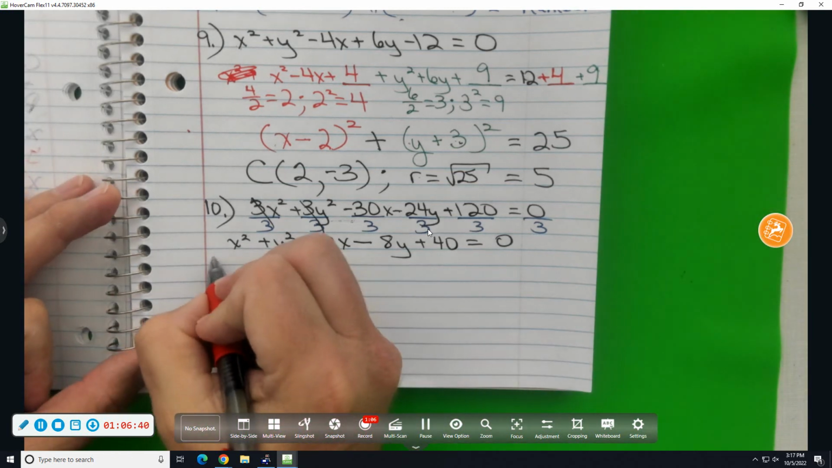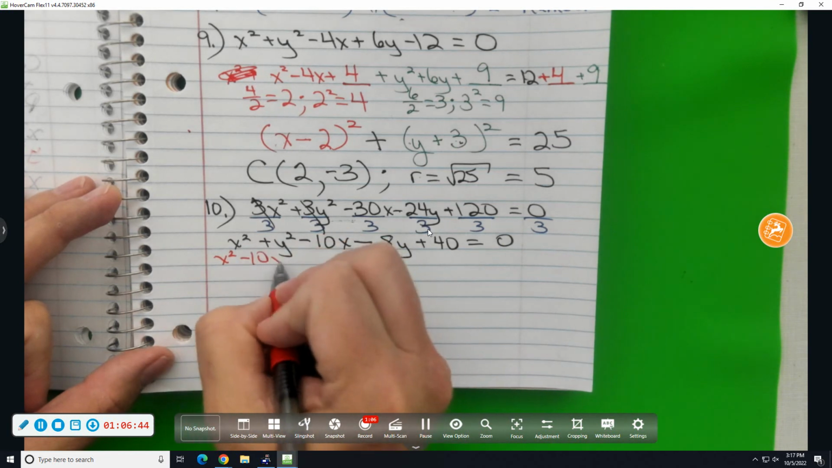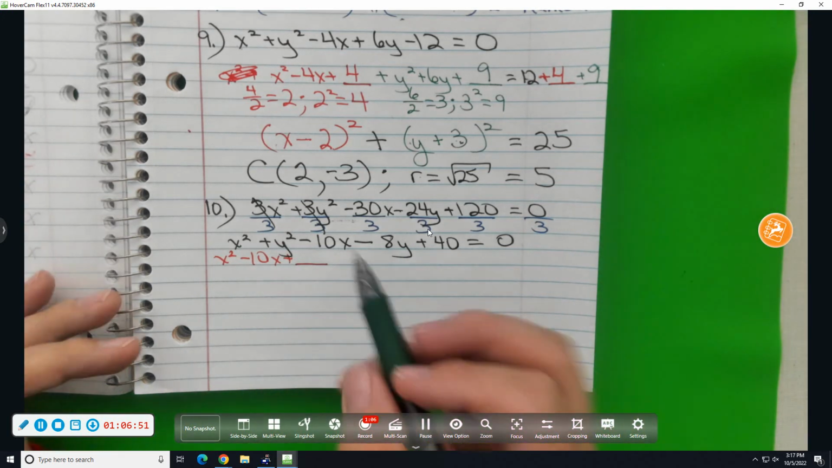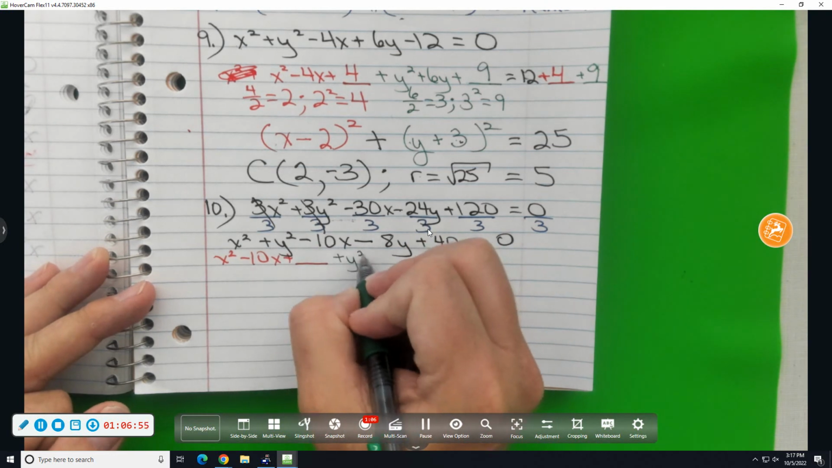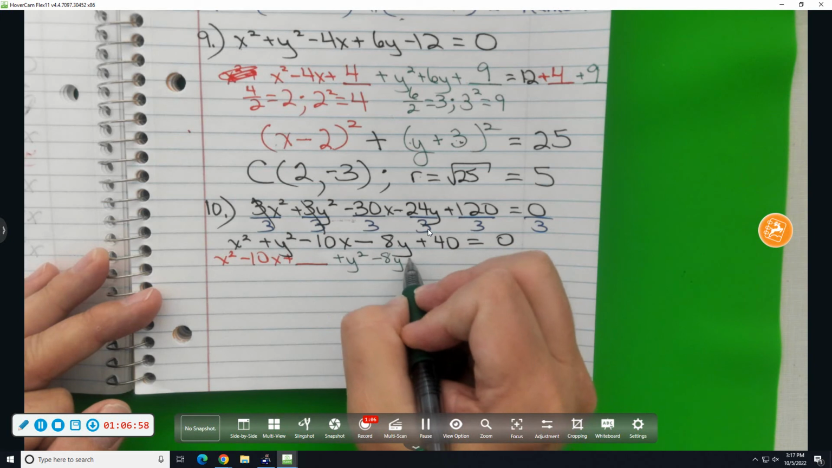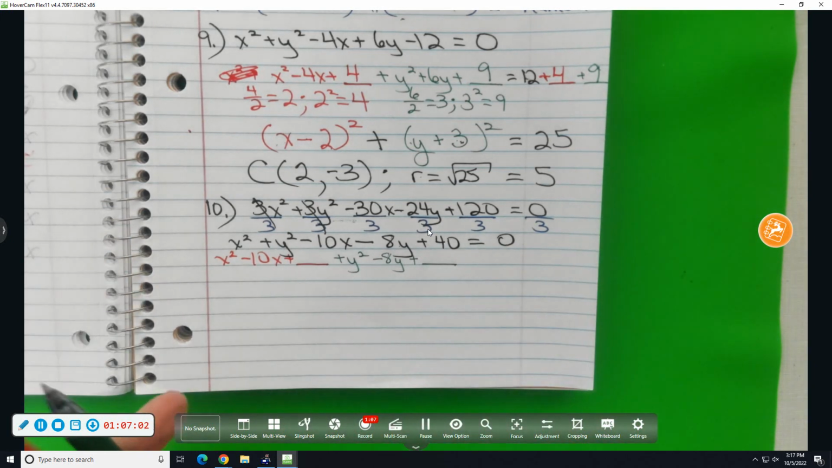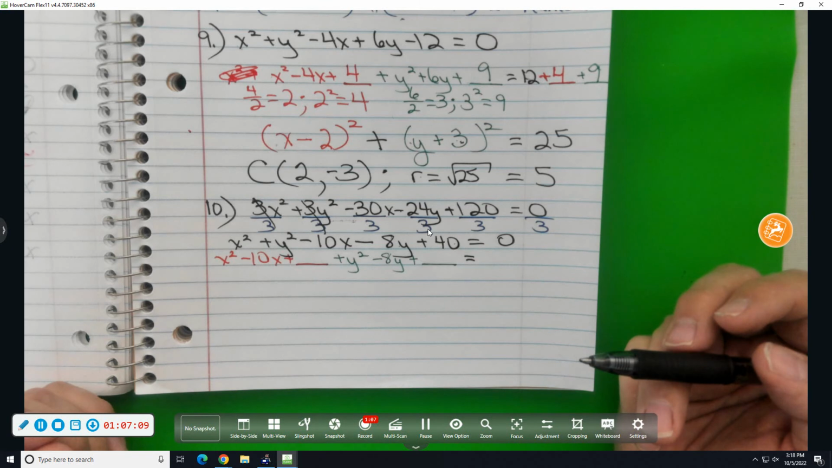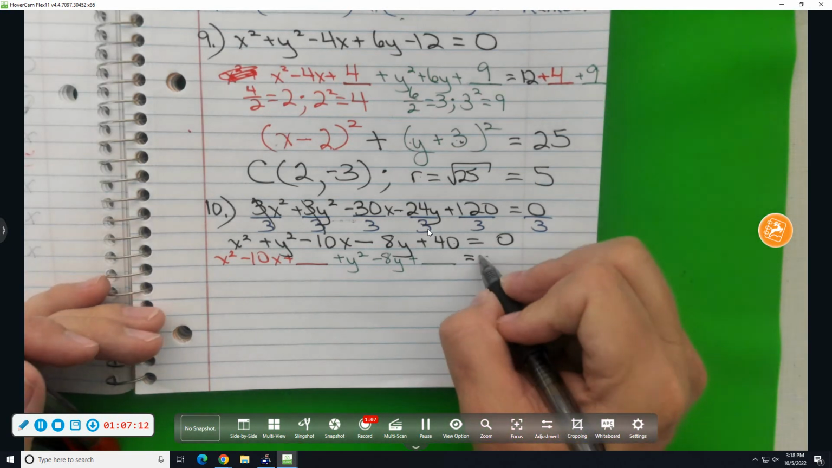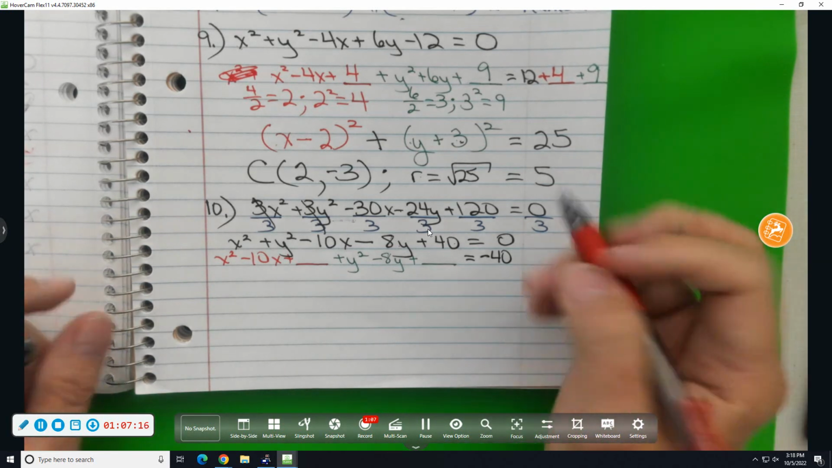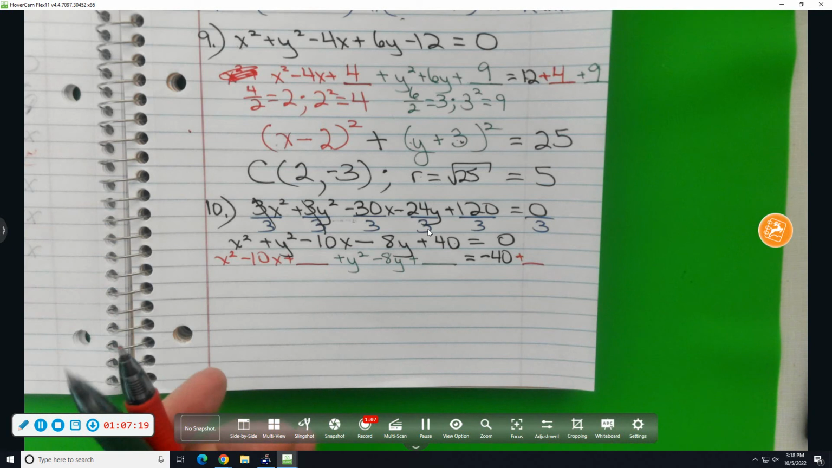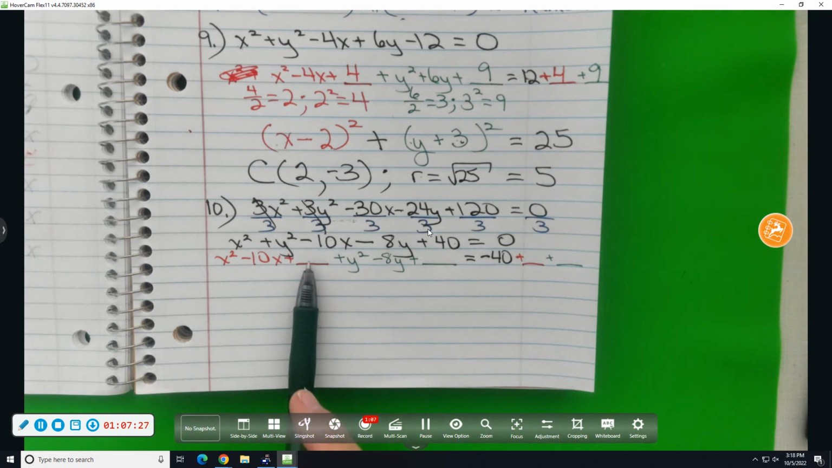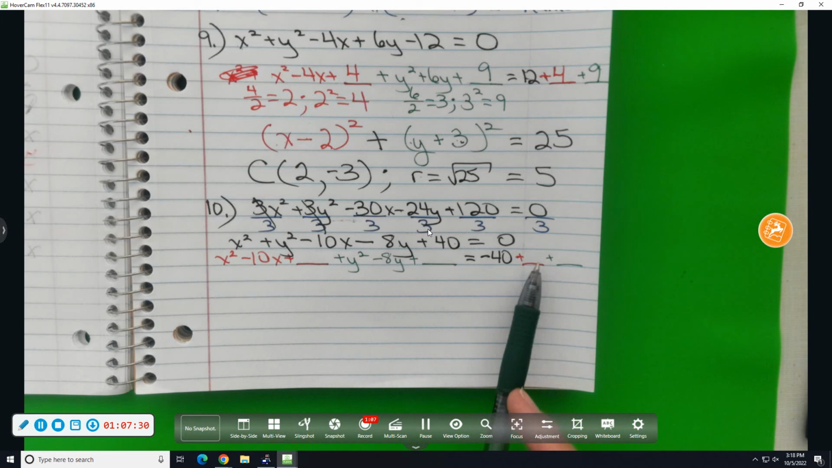So let's group the x terms together. We have an x squared minus 10x plus blank. We have a y squared, a minus 8y plus blank, equals, what are we going to do to that 40? I move it to the right, it becomes a negative 40, and we still have a plus red blank and a plus green blank. Because remember, whatever we add on the left side, to maintain the equality, we've got to add it to the right side.